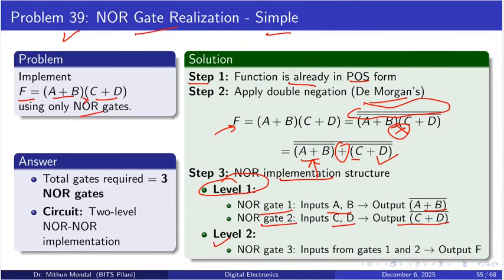In level 2, for NOR gate 3, the inputs from gate 1 and gate 2 are combined to form the output F. So in total, we will require 3 NOR gates, and it will be a 2-level NOR implementation strategy.